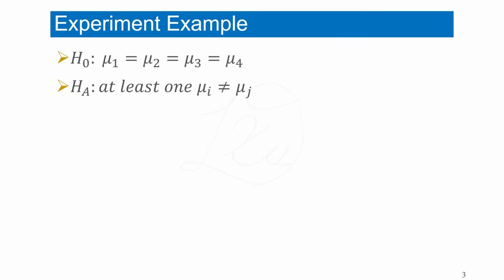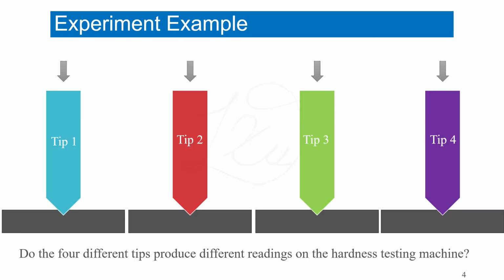We formed the hypothesis testing as this. The null hypothesis is all the mean strength tested for all the tips are the same. The alternative hypothesis is that at least one pair of the tips produce different mean strength readings. There is only one factor, the types of the 4 tips. And we can design a completely randomized single-factor design using 16 different metal test pieces.